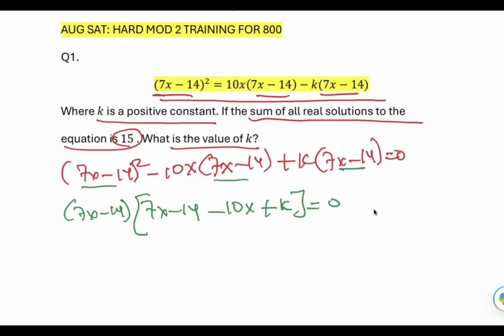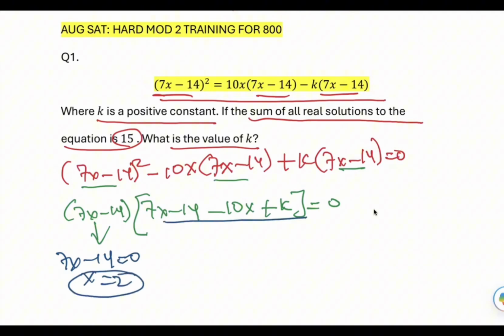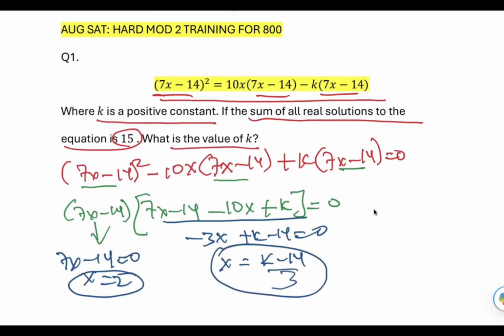The product rule: two numbers multiplied to each other give you 0. That means this has to be 0. 7x minus 14 is equal to 0, so x is equal to 2. This is your first root. The second one is this, which is equal to 0. Simplify. I get minus 3x plus k minus 14 is equal to 0. Well, x is going to be what? Just simplify: k minus 14 over 3. This is the second root.